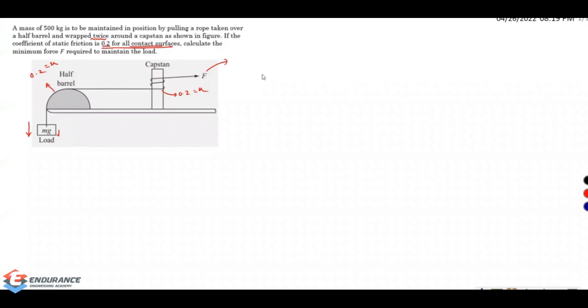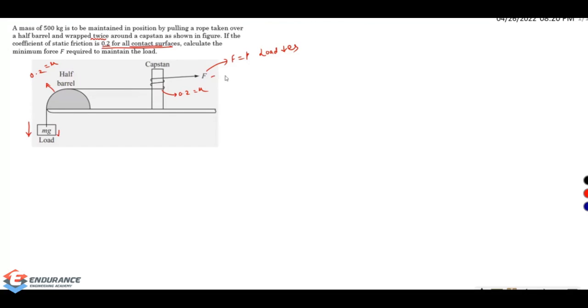Let us consider some value of force. I don't want to take small f, it will confuse. I will take it as some P. For this applied force P, the load is going to happily move down because the force is not sufficient to hold the load.